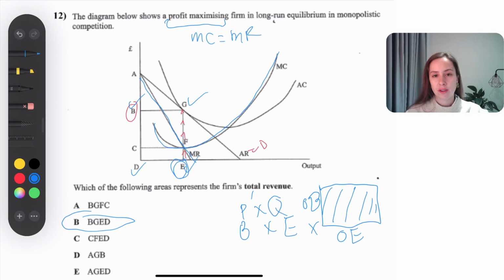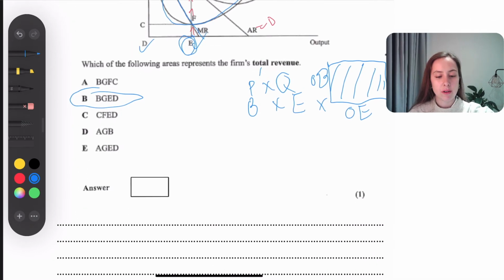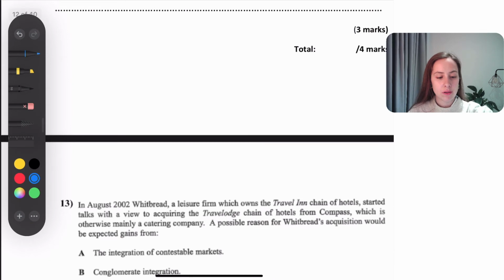So that's a good trick. You can always work out total revenue as an area of a rectangle.